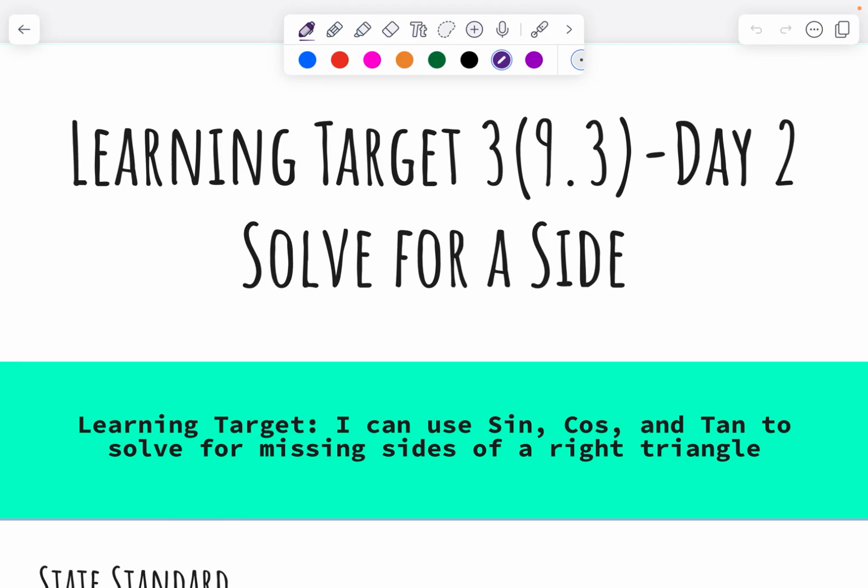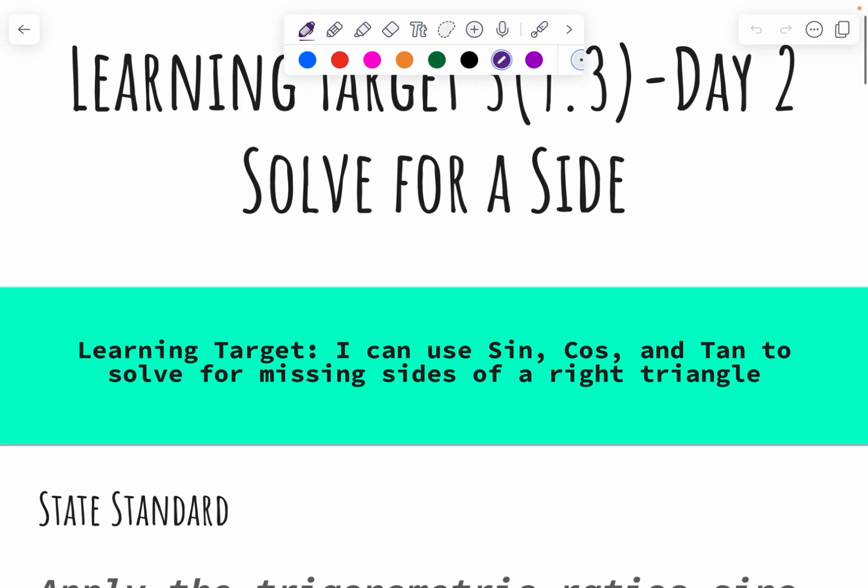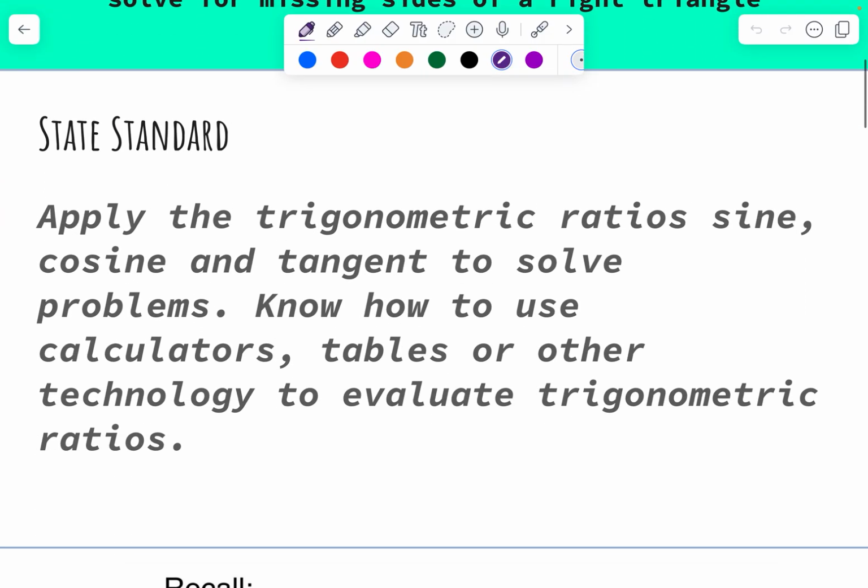Hello friends, we're going to continue on talking about trigonometry today. We're going to be solving for a side. Our learning target: I can use sine, cosine, and tangent to solve for missing sides of a right triangle. You can see our state standard here.